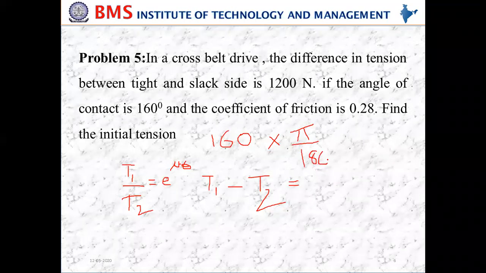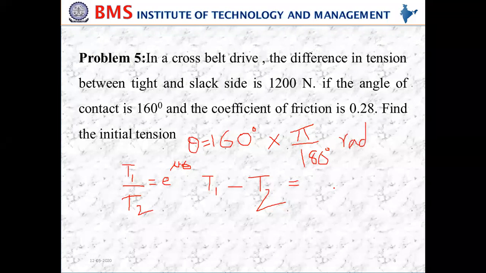So you should take care while substituting the theta value, which is given in terms of degrees. This has to be converted into radians. How to convert into radians: 160 into pi by 180, which will give the value in radians.